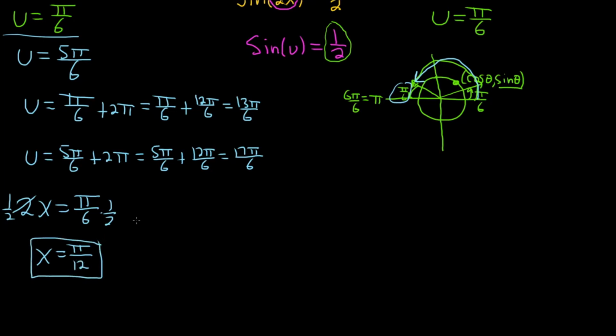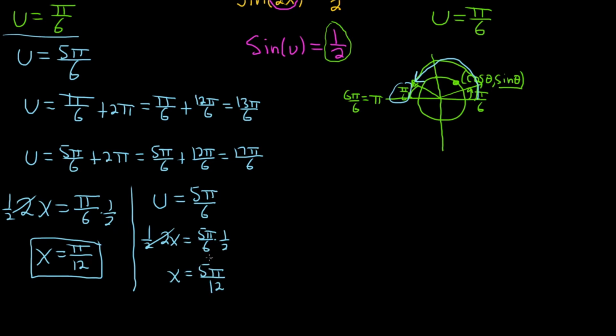Boom. For the next one, we'll do u equals 5 pi over 6. And just like before, 2x is equal to 5 pi over 6. Multiply by 1/2. You can divide by 2. It's just cleaner to multiply. So x equals 5 pi over 12. Boom.